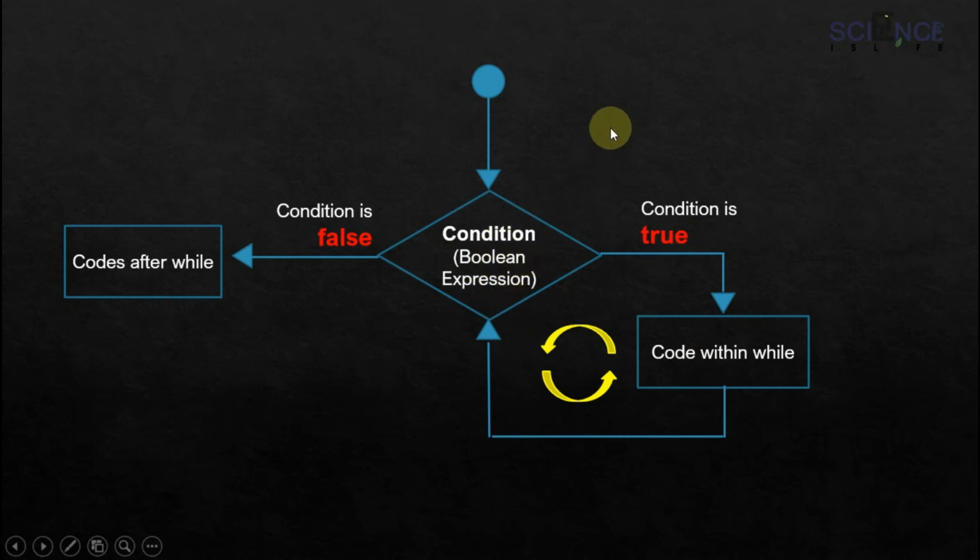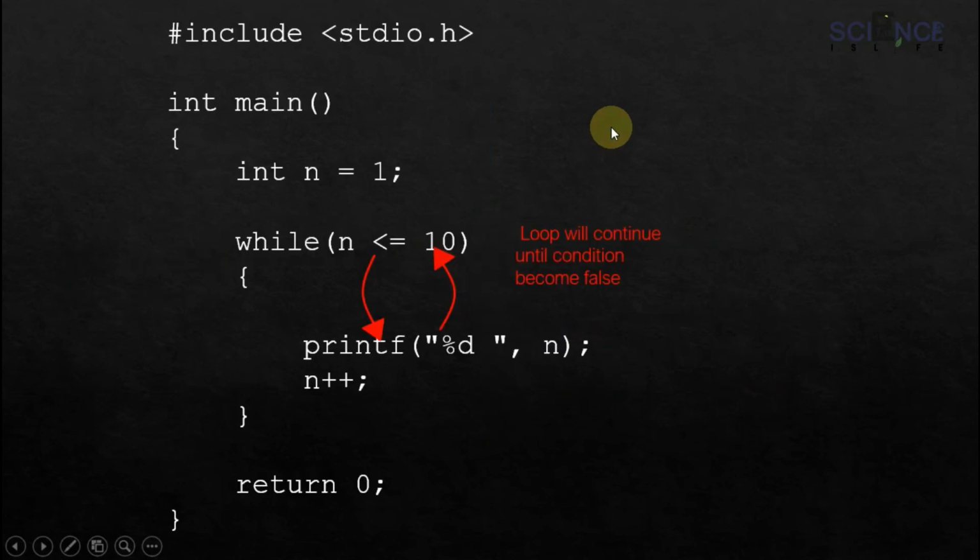That is how our while loop is working. Let's see this by using an example of code. Here I have created an integer variable. Its name is n, right? My variable name is n, which is integer data type, and I am assigning the value 1. So my integer n is initially 1.